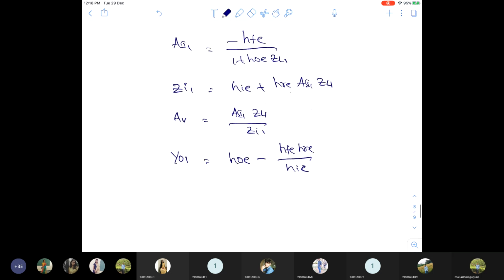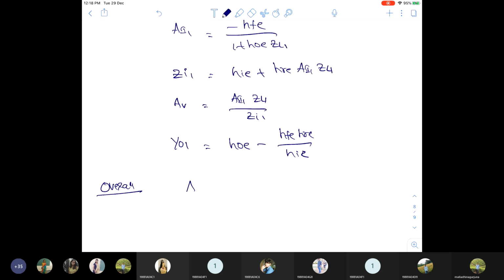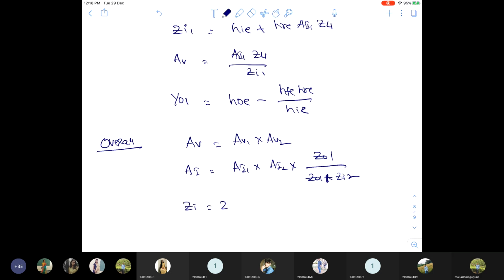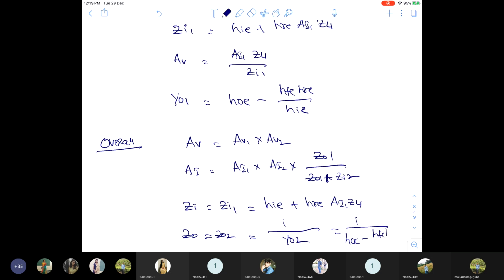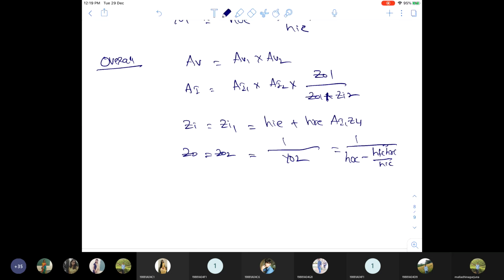Overall, AV equal to AV1 into AV2, AI equal to AI1 into AI2 into Z01 by Z01 plus ZI2, ZI equal to ZI1 equal to HIE plus HRE A1 into ZL1, Z0 equal to Z02 equal to 1 by Y02, that is 1 by HOC minus HFC HRC by HIC, since the second stage is a common collector. These are the overall current gain, voltage gain, input impedance and output impedance.